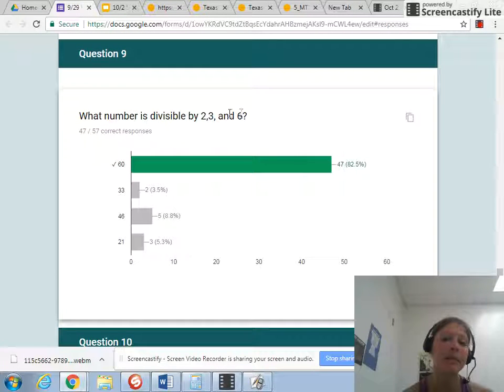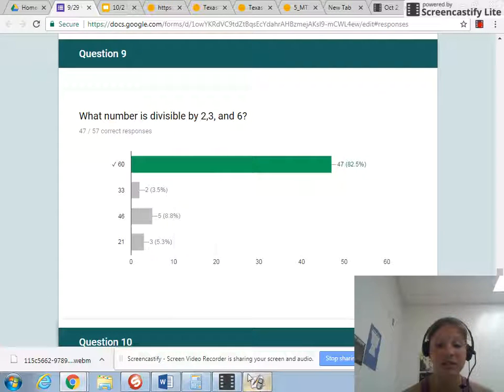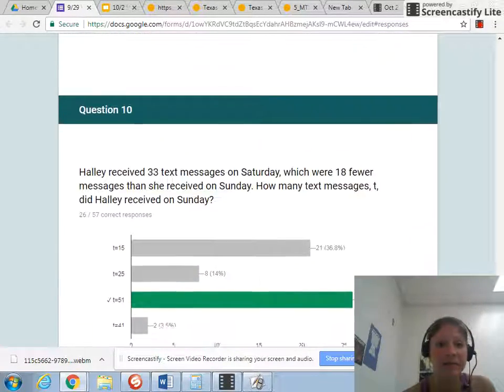Which number is divisible by 2, 3, and 6? Looks like everybody got that correct pretty much because that was on last week's quiz. So I'm not going to worry with that one because almost everybody got it correct.